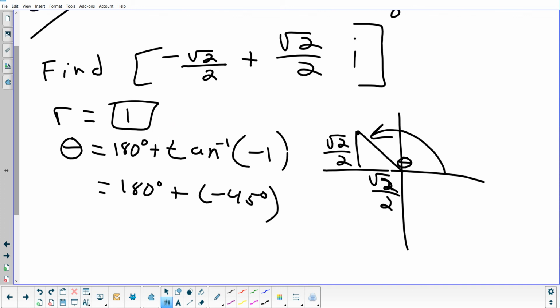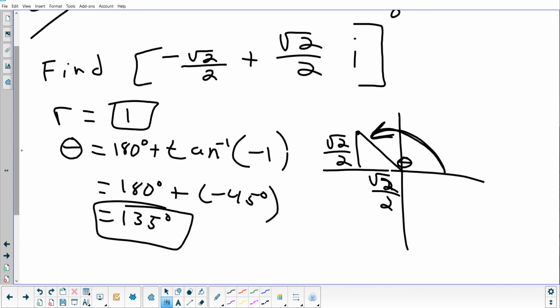You type it in. And what's 180 plus negative 45? Tyler? That would be 135. Yep, 135. So that's the angle that I drew earlier right there. 135.